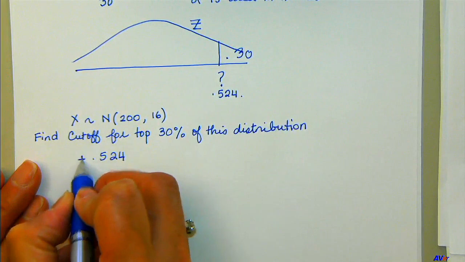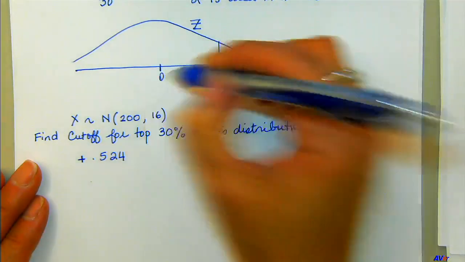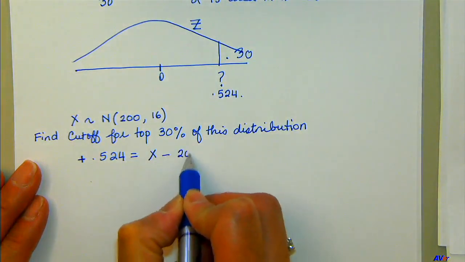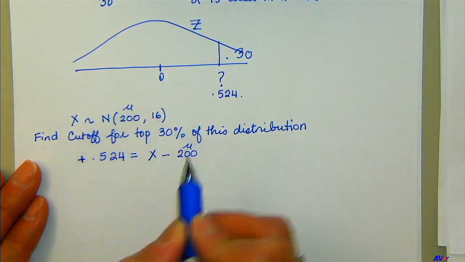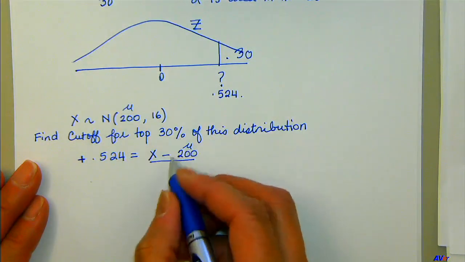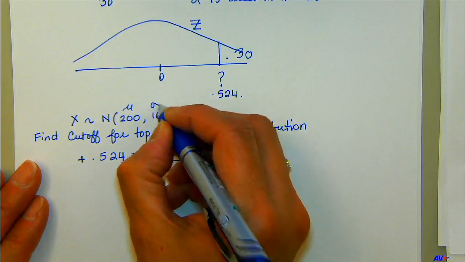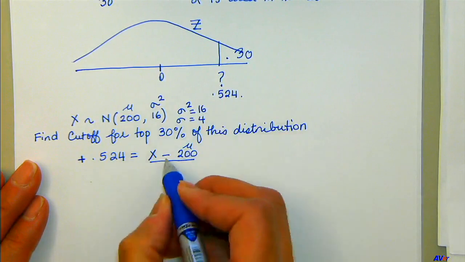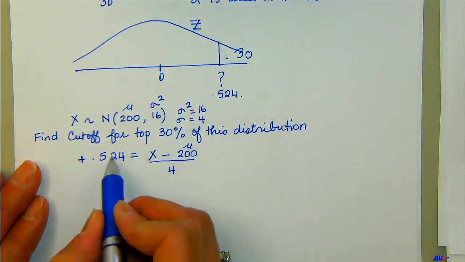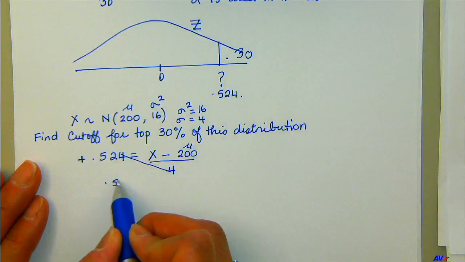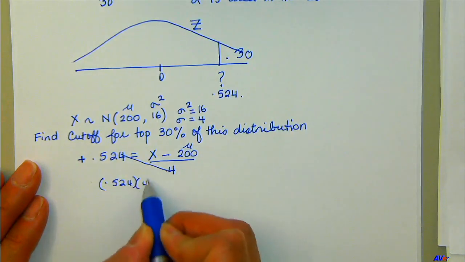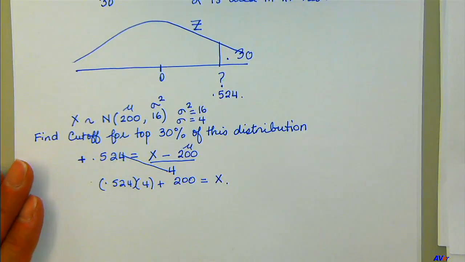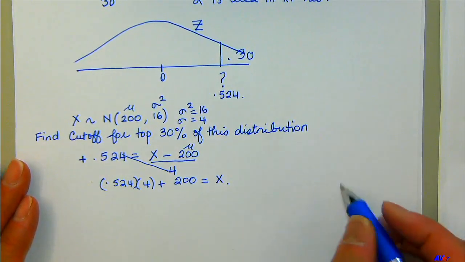It's positive because it's to the right of 0, is equal to x minus 200, that's the mean, divided by sigma. This is sigma squared. So sigma squared equals 16, sigma equals 4. So x minus mu over sigma. Cross multiply. 0.524 times 4 plus 200 equals x. That's how you would do this by hand. Does that answer your question?